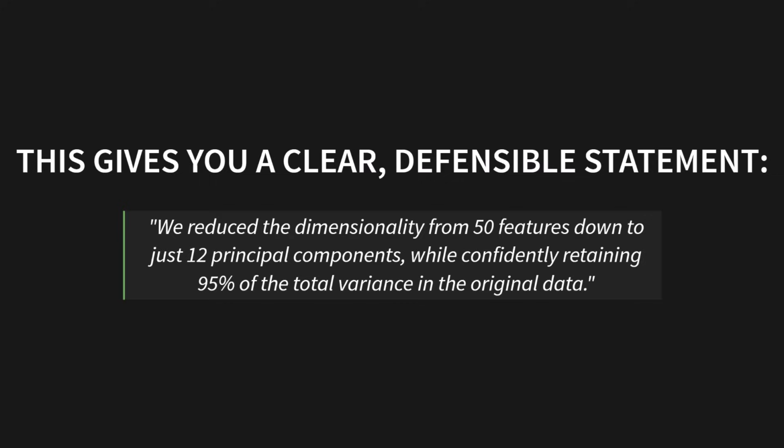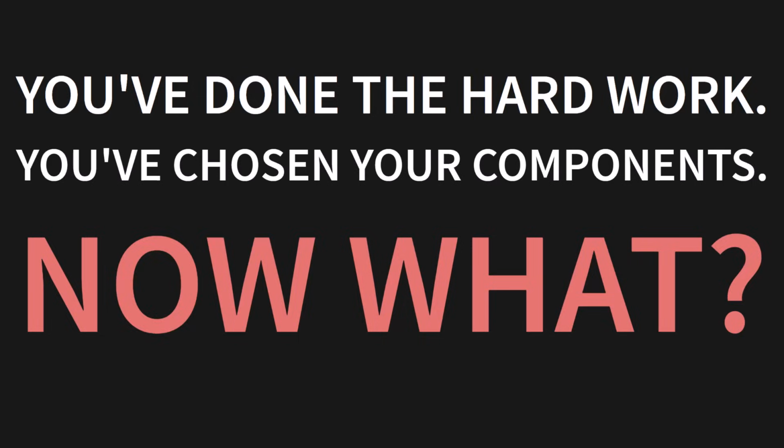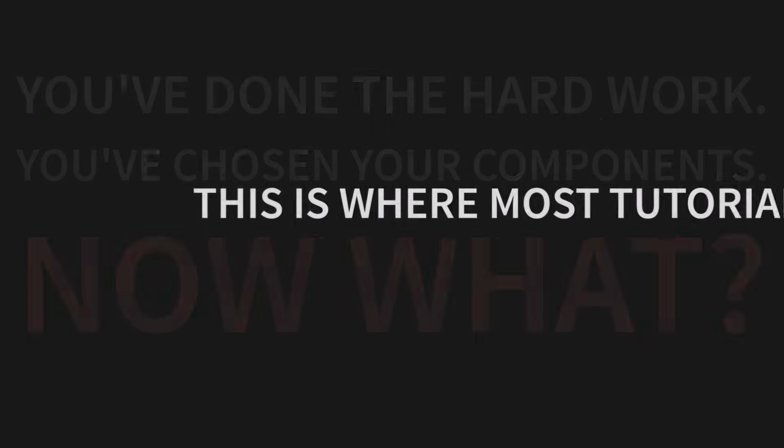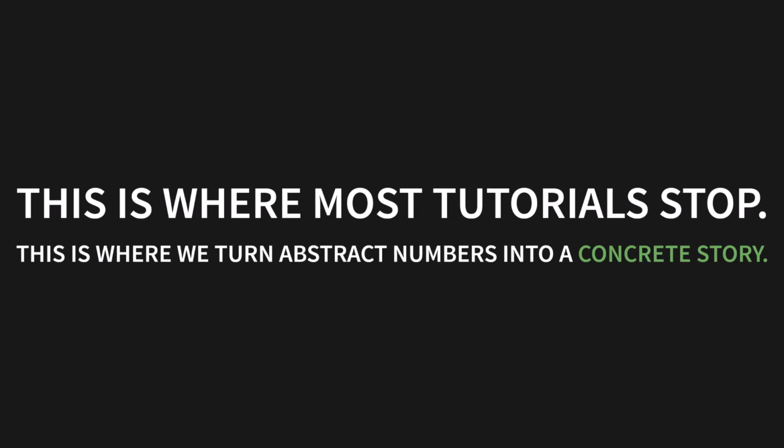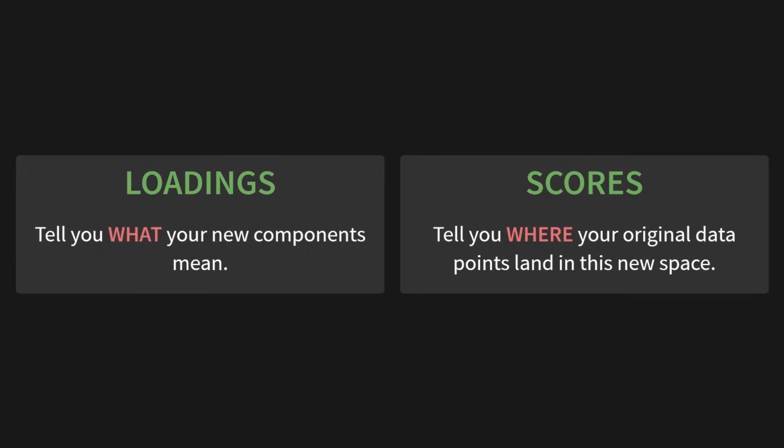All right, you've done the hard work. You've prepped the data. You've chosen your components. Now what? You have these abstract mathematical vectors. This is where most tutorials just stop. But this is where we turn abstract numbers into a concrete story. To do that, you need to understand 2 key outputs, loadings and scores. Loadings tell you what your new components mean, and scores tell you where your original data points land in this new, meaningful space.